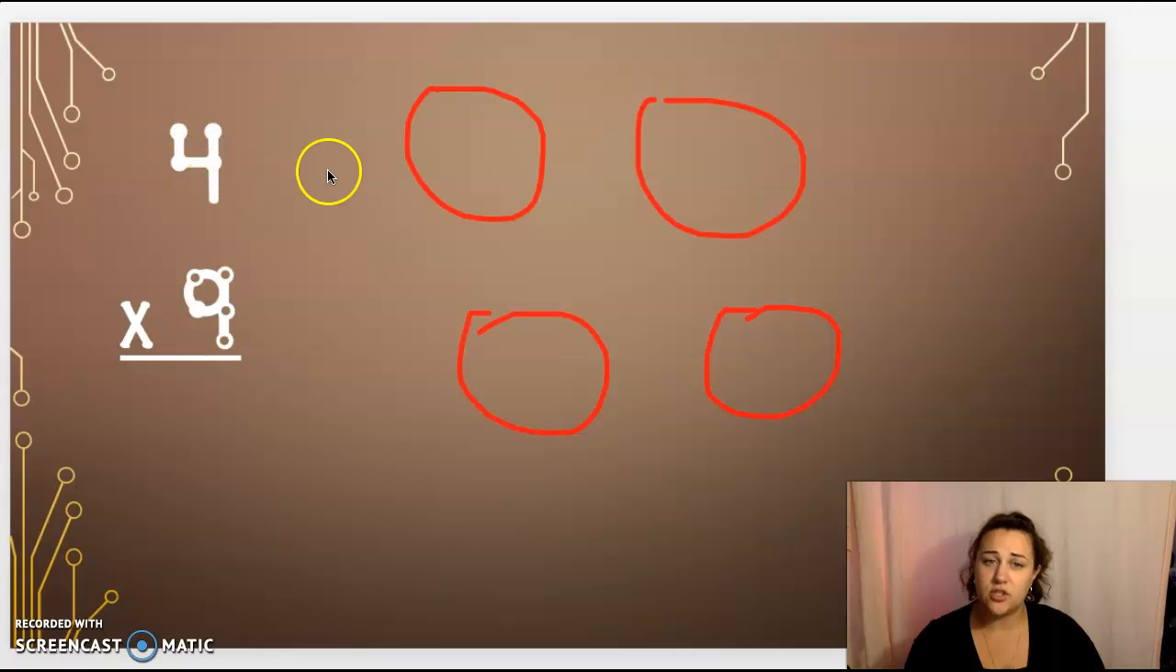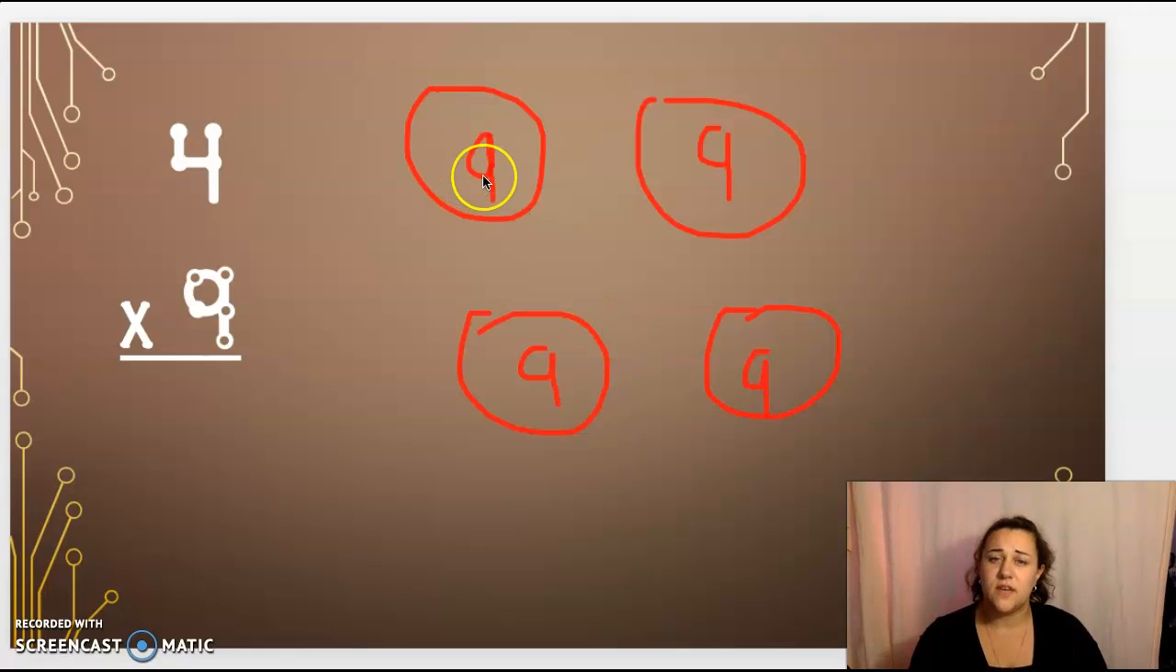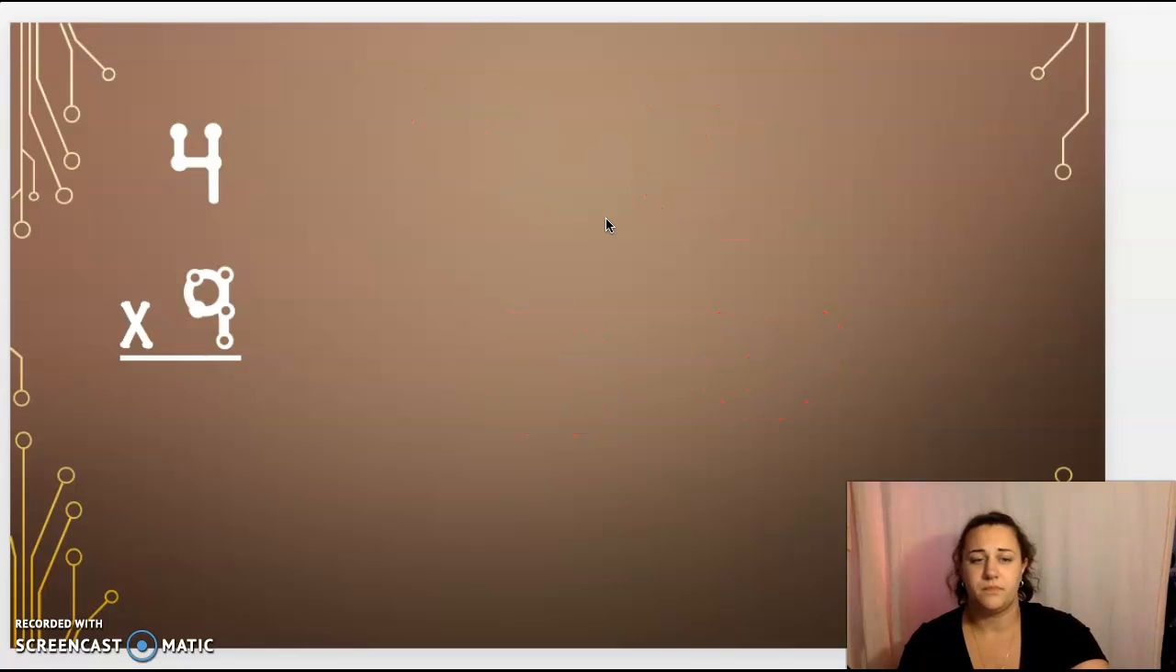So the 4 tells you how many groups I need, and I have my 4 groups. Now I can use that 9 and count by 9. Or I can even put a 9 inside. 9, 9, 9, 9. And that means there are 9 in each group. So if I count by 9, I have 9, 18, 27, 36. Oops. I have 36.